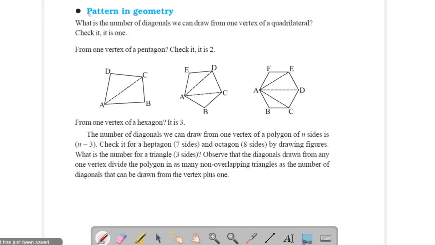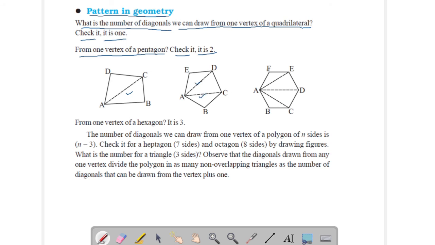Now pattern in geometry. What is the number of diagonals we can draw from one vertex of a quadrilateral? Check it. It is 1. From one vertex of the pentagon, check it. It is 2. See, ABCD is a quadrilateral. Here we have drawn one diagonal, that is AC. Now ABCDE is a pentagon. How many diagonals can we make? 2. That is AC and AD.